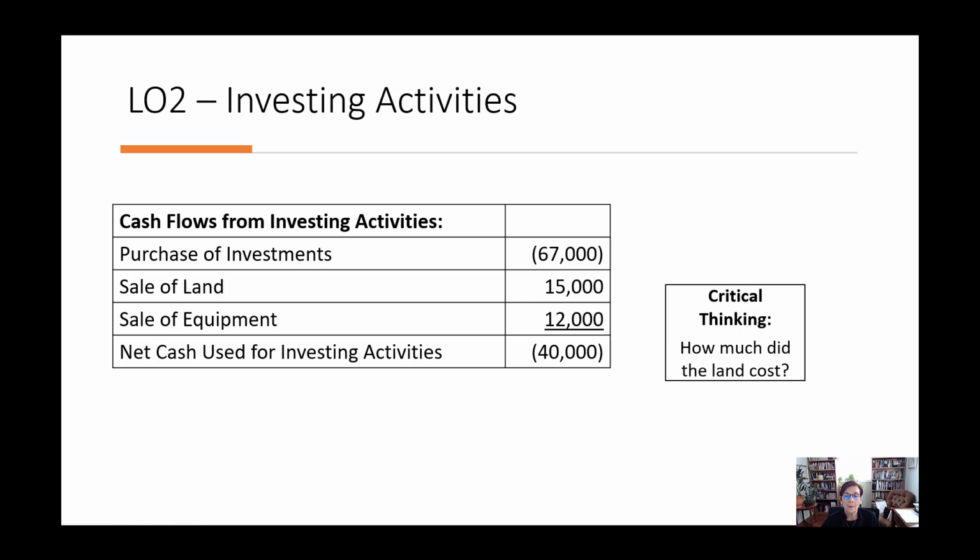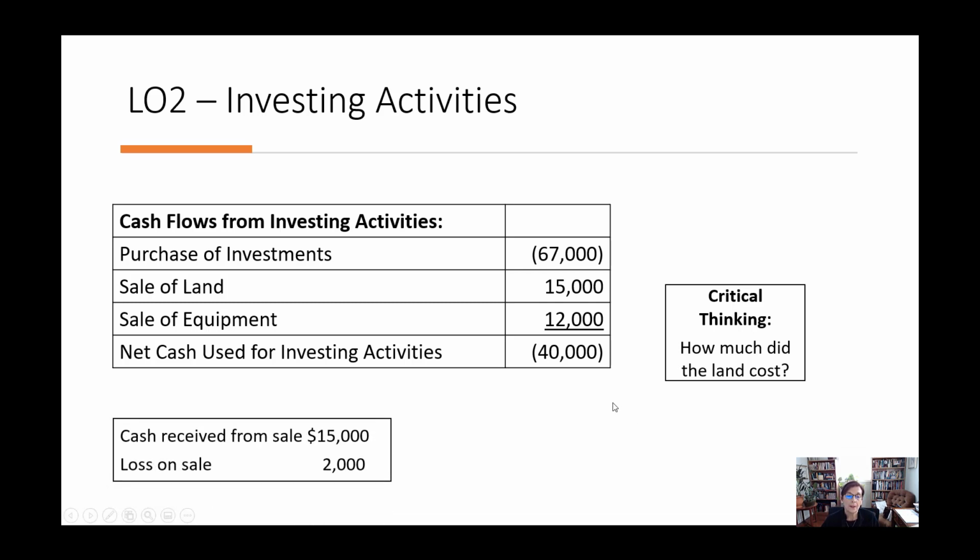Well, if we go back to our operating section, remember that we had a loss on the sale of the land of $2,000, and we got $15,000 when we sold it. So here is the cash piece of it, right? And we had a loss of $2,000. So the land must have cost us $17,000 because when we sold it, we got 15 and we had a loss.